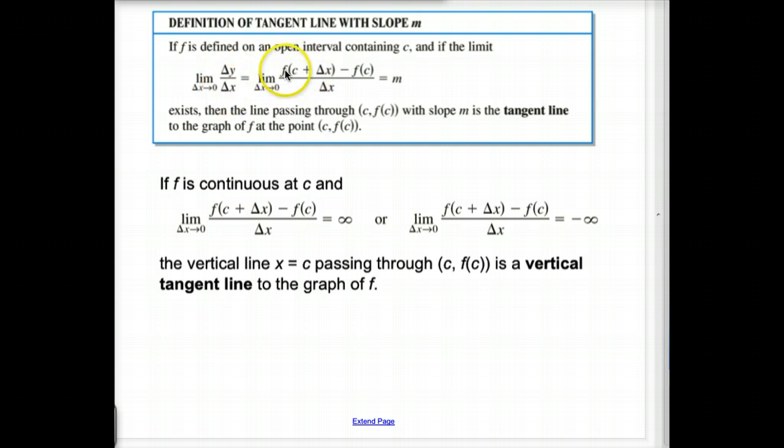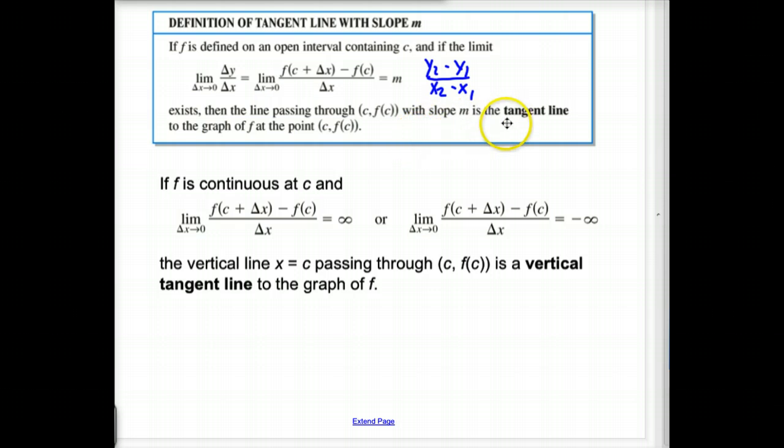So writing it out, f of c plus delta x is the y value of the second point that's very close to the first point, minus the y value of the first point, divided by the difference between the two x values, which is very small. It's approaching 0. So you see that that is just a slope definition. It's just y2 minus y1 over x2 minus x1, but the difference between these 2 points is so tiny that it's almost 0.